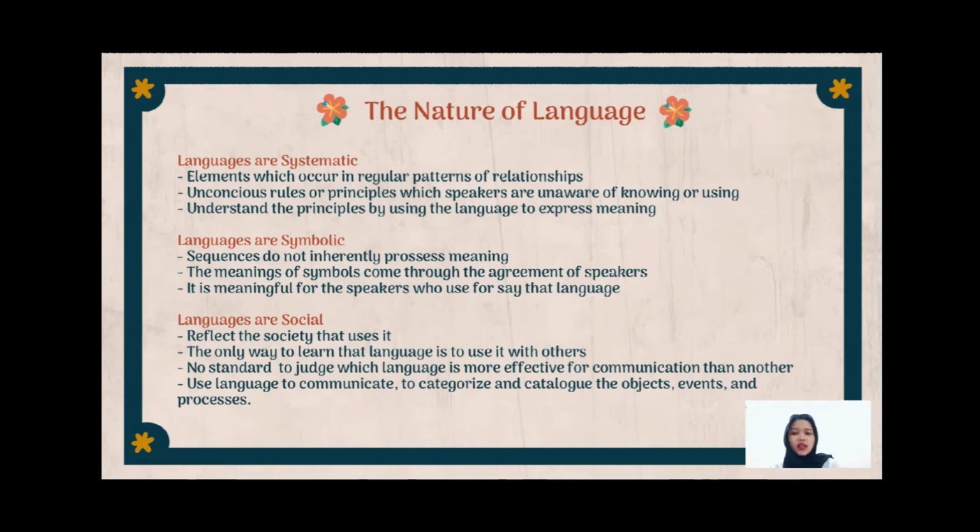And the third, language is social. It means that each language reflects the social requirement of the society that uses it, and there is no standard for judging whether one language is more effective for communication than another. We use language to communicate, to categorize and catalog the objects, events, and processes of human experience.